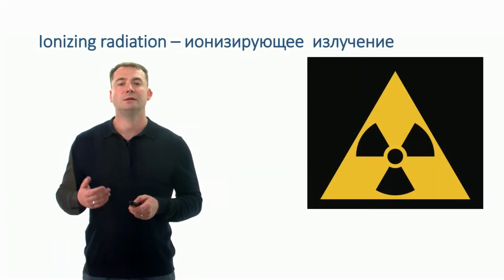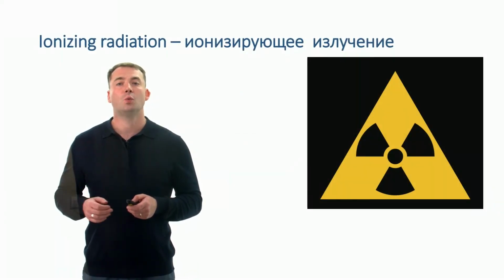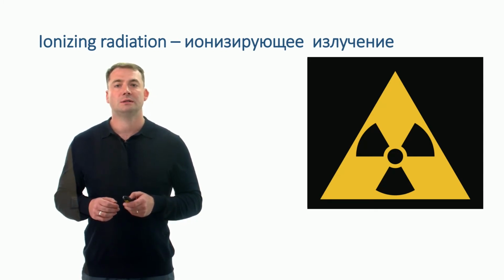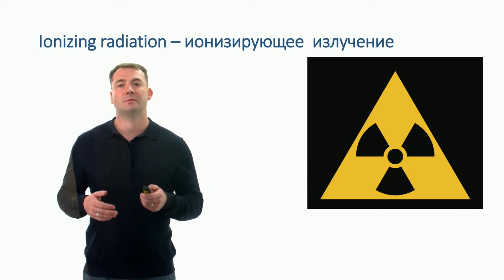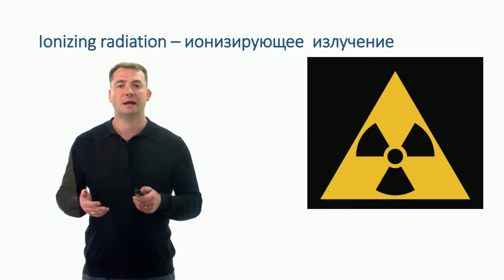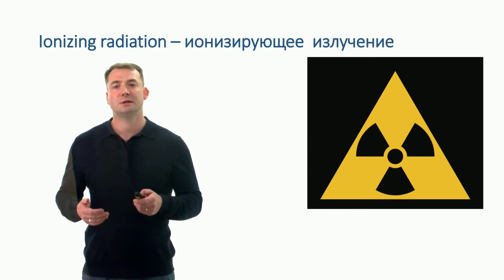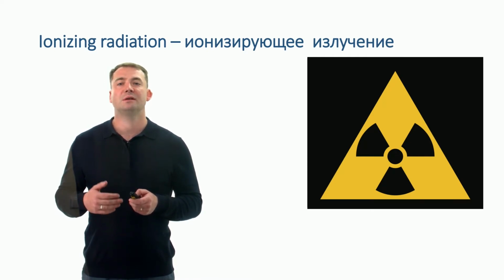Ionizing radiation, ионизирующее излучение. According to World Health Organization, ionizing radiation is a type of energy released by atoms traveling in the form of electromagnetic waves, for example, X-rays or gamma, or particles, neutrons, alpha or beta radiation. Ionizing radiation is able to break chemical bonds in the matter through which it passes.